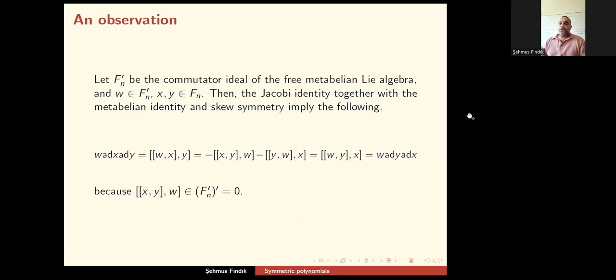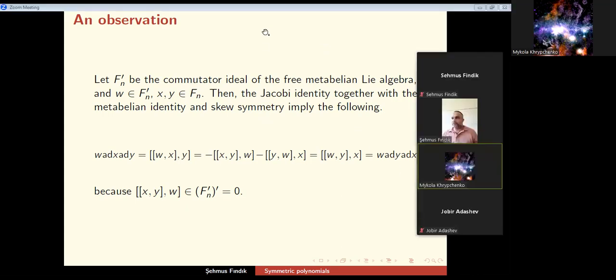When you observe in the free metabelian Lie algebra, in fact in any metabelian Lie algebra, you have the following: an element W coming from the commutator ideal, and ad of X, which is the adjoint operator acting from the right side. Sorry, is there a question? Or may I answer at the end? Yes, there is a question in the chat. Well, if you wish, you can answer now.